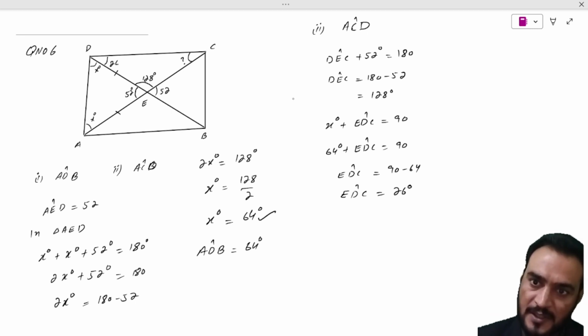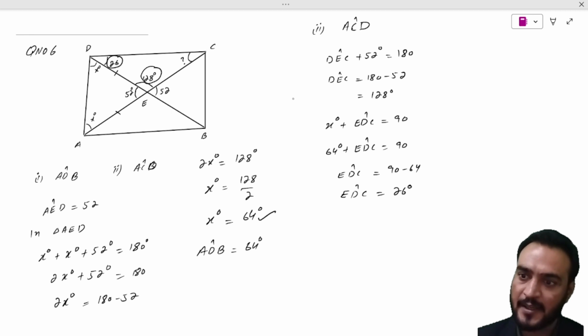This angle is 26 degrees. Now in triangle DEC, we know two angles. One is 128 degrees and the other one is 26 degrees. And we have to find the angle ACD.